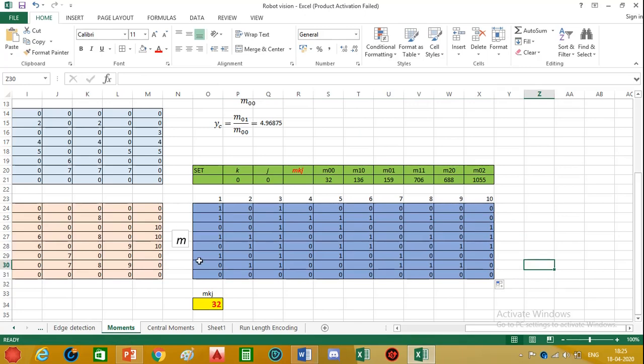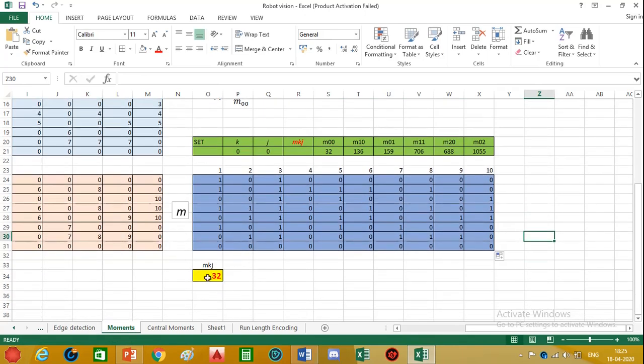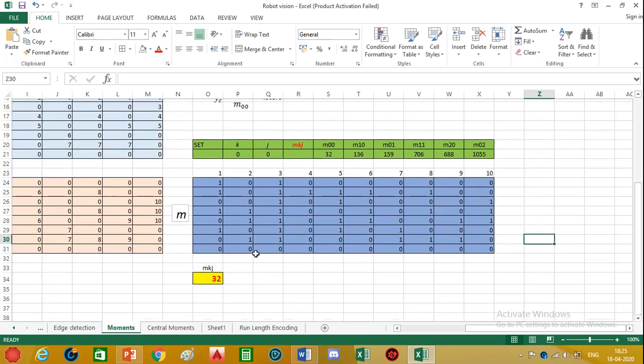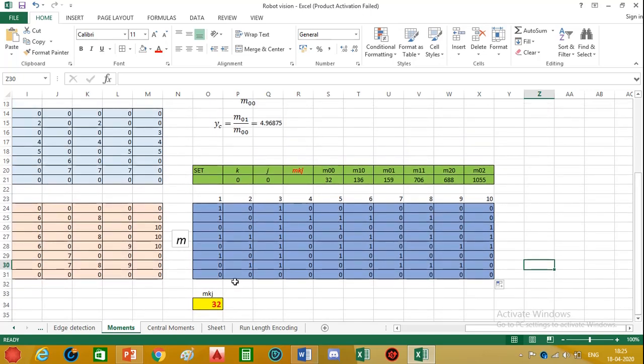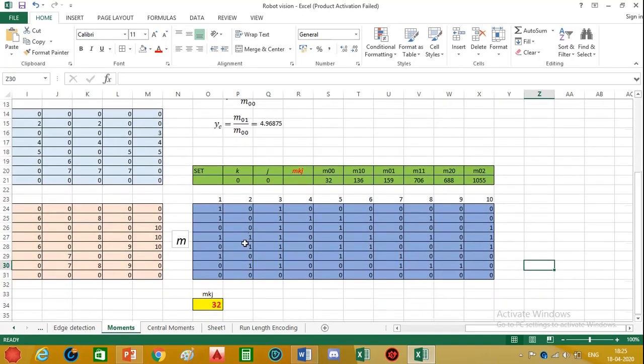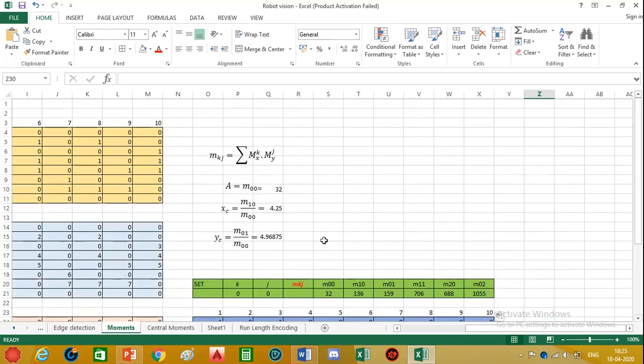Matrix M is updated to give this value of M00, which is 32. So basically the 0th order moment represents the area of the image. Hence the area of the image is 32.